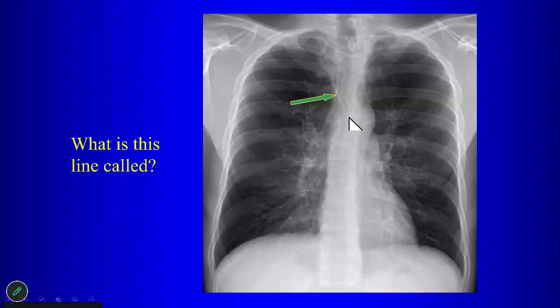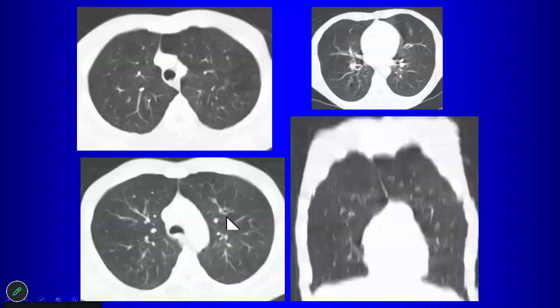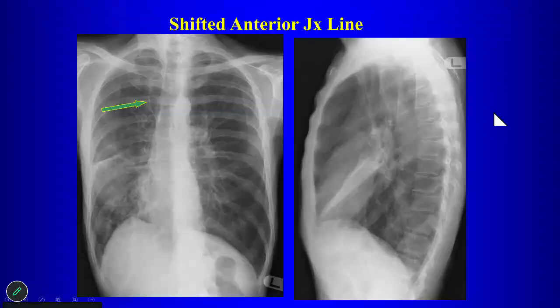This line is the anterior junction line. That's where the pleura meet anteriorly from the right and the left lung. This starts below the level of the clavicles and then disappears where the heart is, because the heart sits in between the lungs. So here it is, the anterior junction line on the coronal view. It comes down and then disappears where the heart is.